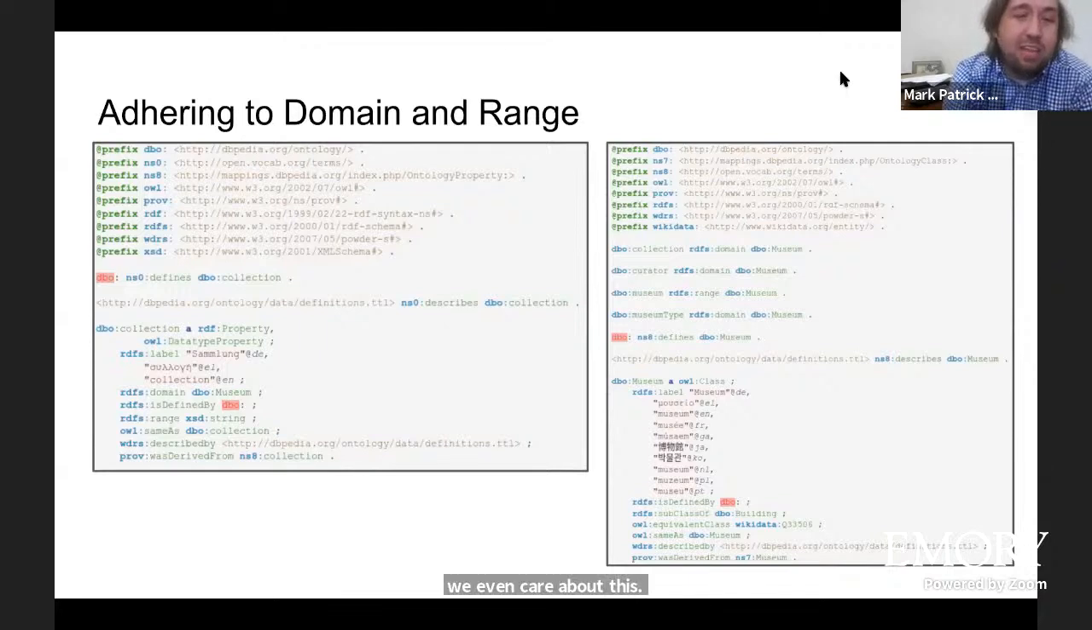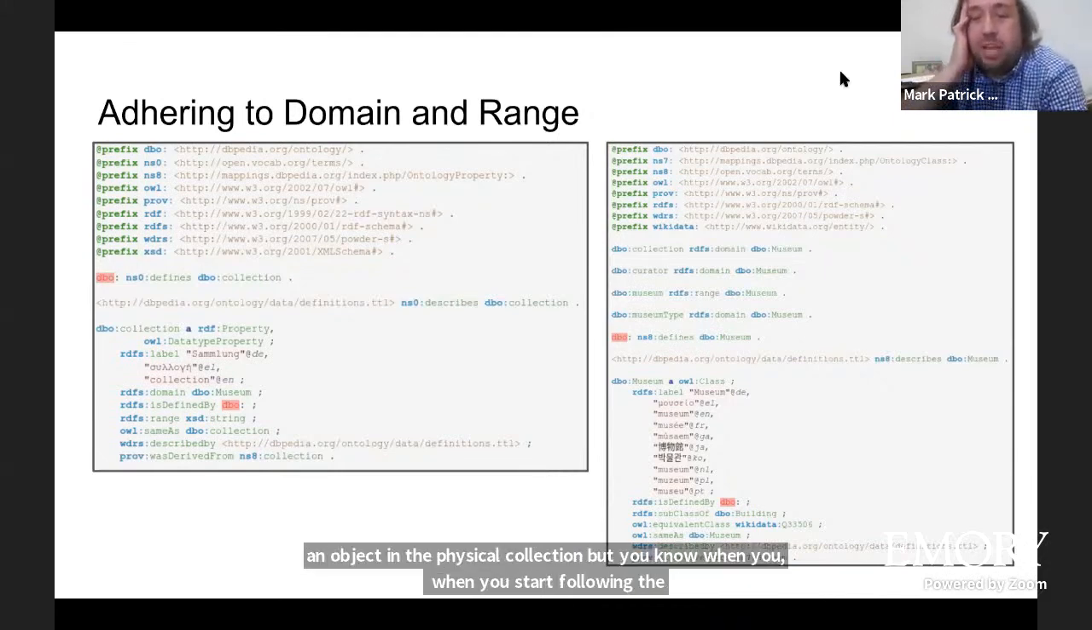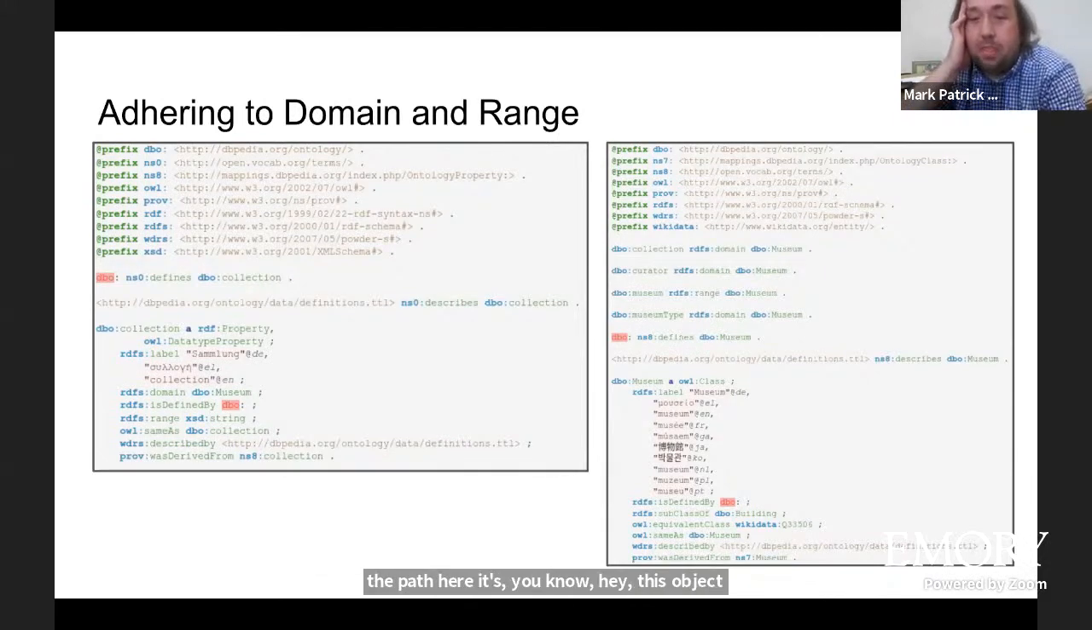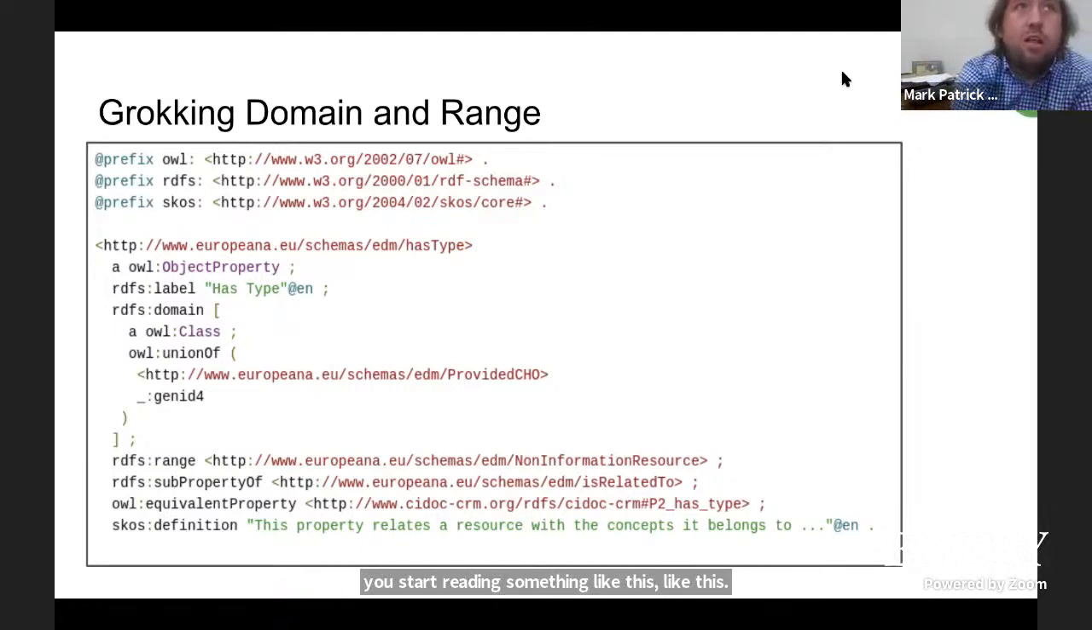And we found ourselves a lot justifying what we were doing. And here's an example where we're using DBO collection to describe a relationship between an object and a physical collection. But when you start following the path here, it's, hey, this object's not a museum. Next slide. And then grokking domain and range. This is just further on. In some ways we're trying to do this, but then you start reading something like this, and I think people have trouble interpreting even what the intent of this domain property on this property is.